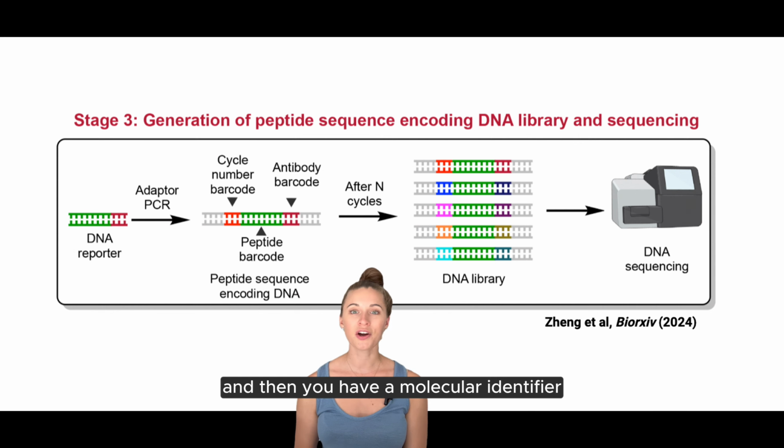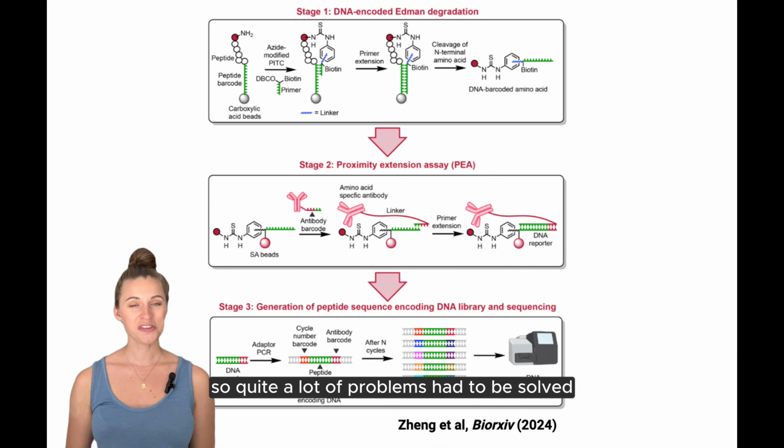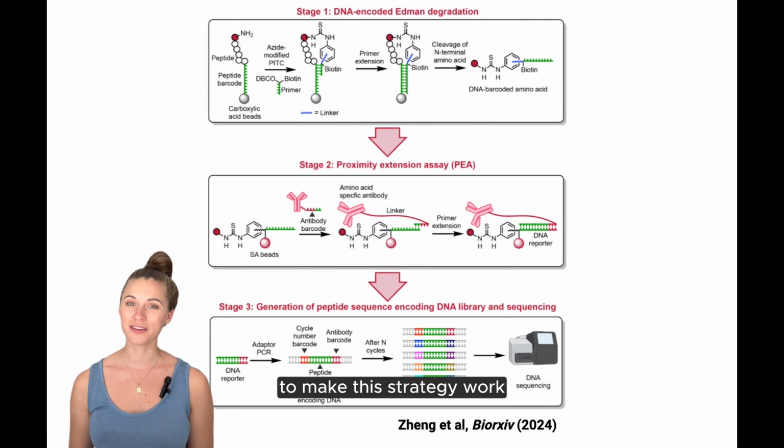Extract these products each cycle and do a PCR with an additional DNA barcode, and then you have a molecular identifier, an amino acid identifier, and a cycle number or position identifier, and from there you can reconstruct the protein sequence.